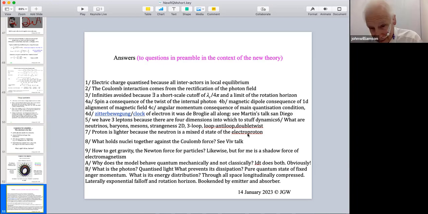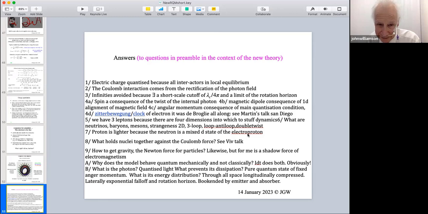But what holds nuclei against the Coulomb force? Well, it's spin forces for myself and Arnie, but Viv is going to talk a lot about what holds nuclei together against the Coulomb force. So I'll leave thunder for Viv there. And I think Viv's view of what's happening there is probably more convincing than my own view of it. So I think I'll leave Viv to talk about that. Viv Robinson will be talking about some of that at some point.